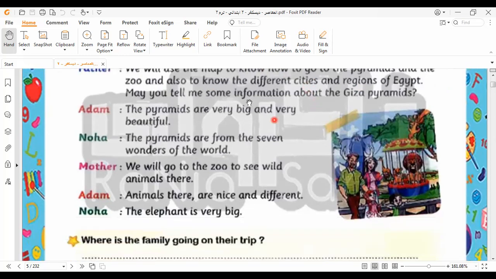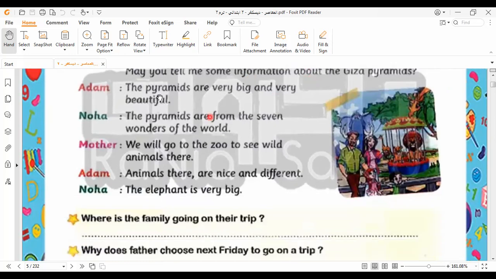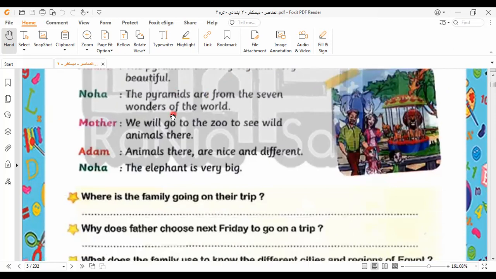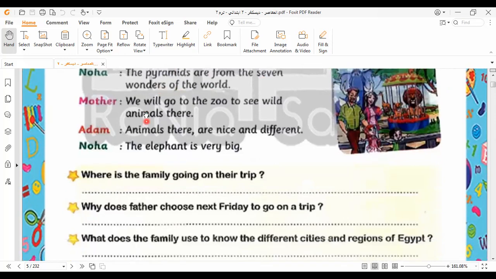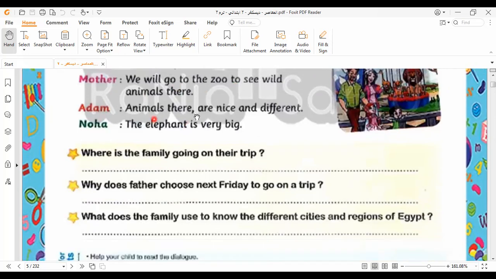Can you tell me some information about the Giza pyramids? Adam: the pyramids are very big and very beautiful. Noah: the pyramids are one of the seven wonders of the world. Mother: we will go to the zoo to see the wild animals reserve. Adam: animals in the reserve are nice and different. The elephant is very big.